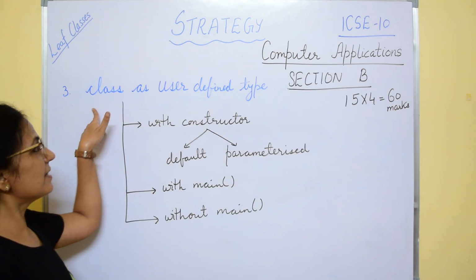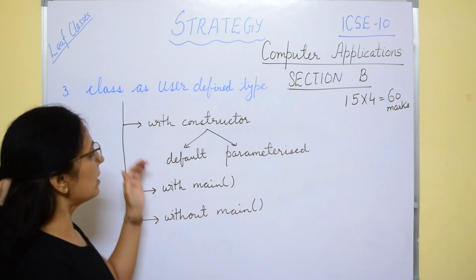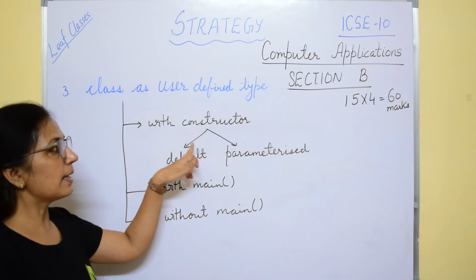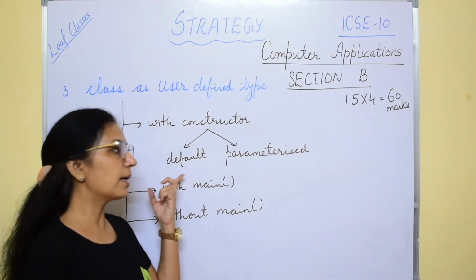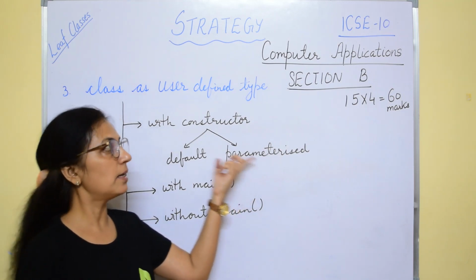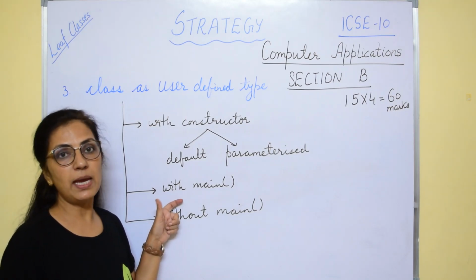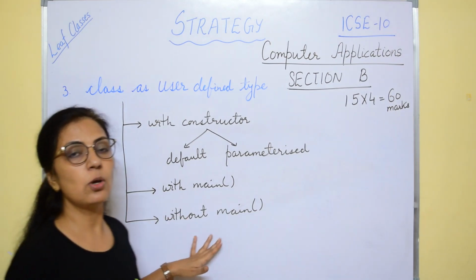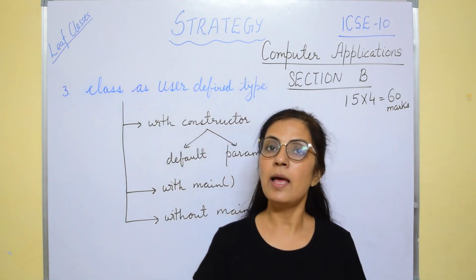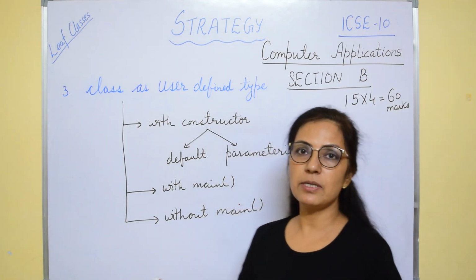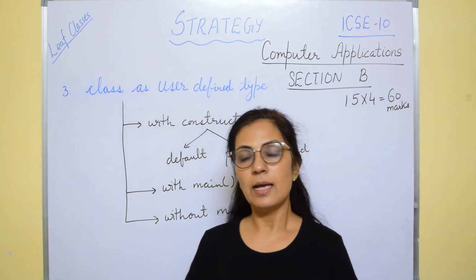The next category is class as a user defined type, or class as the basis of all computation. In this we have the programs using constructors. Children, again in constructors you may get a program using a default constructor or a parameterized constructor. And in these types of programs again we have two categories, with main and without main. For this also, if main function is not asked or mentioned in the question, there is no need to write it, but sometimes it is asked that you write the main function to call the functions of the class. Then you have to give main.